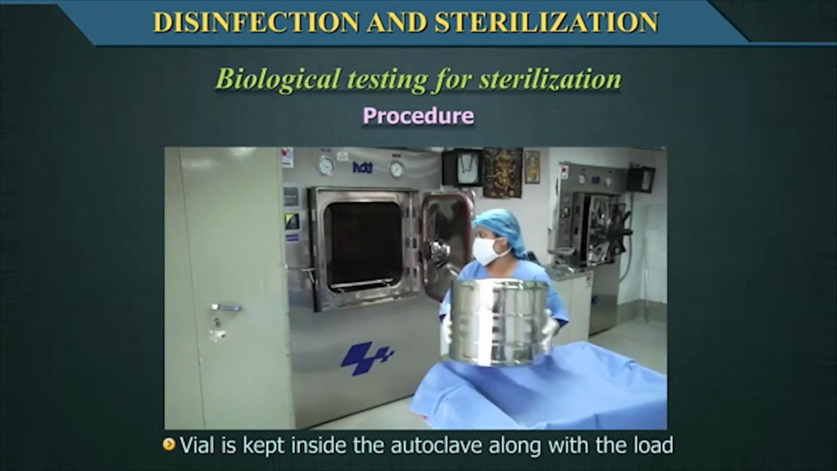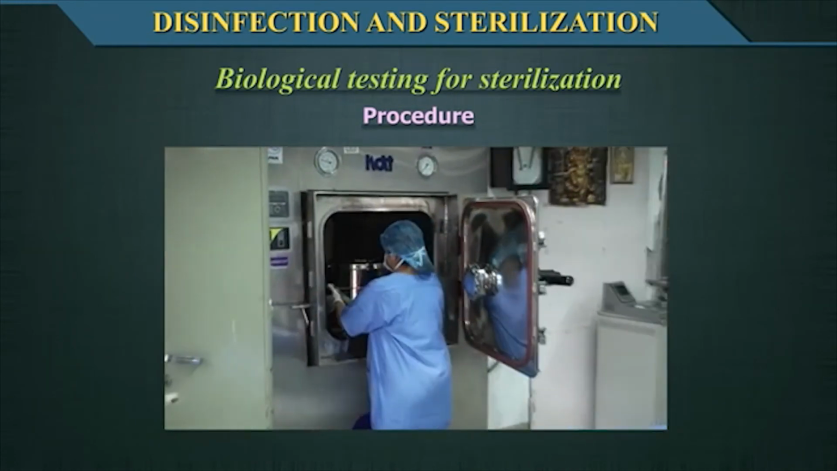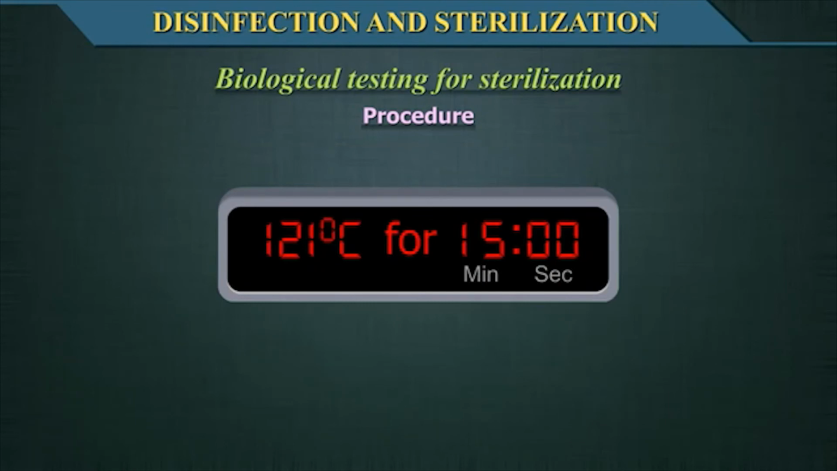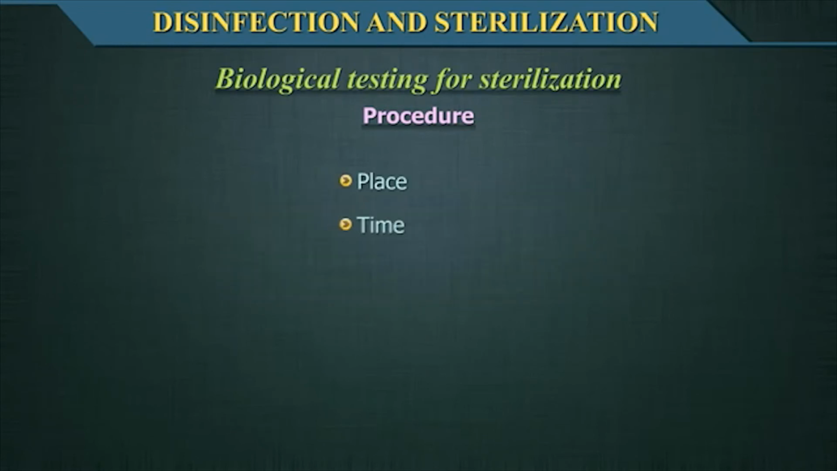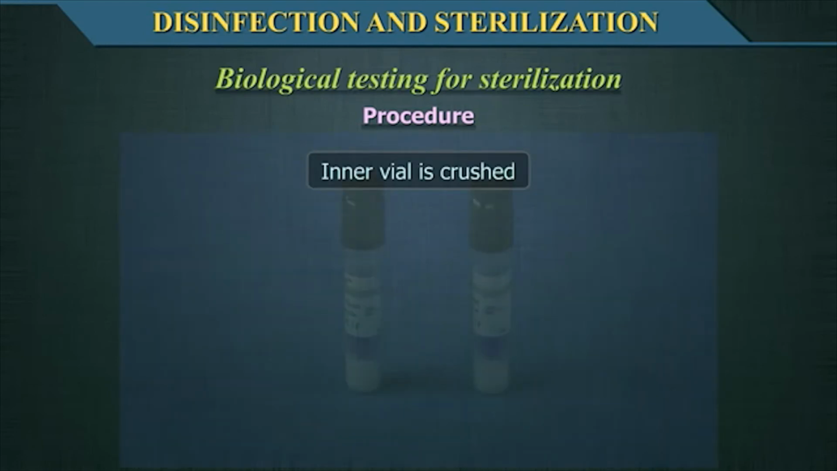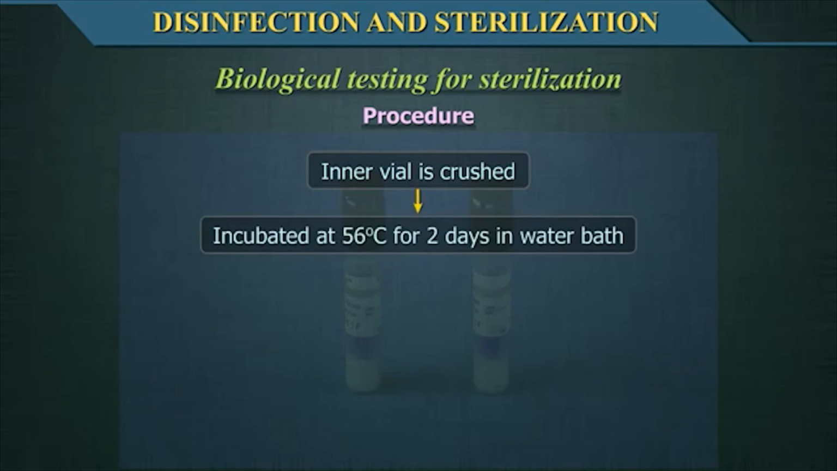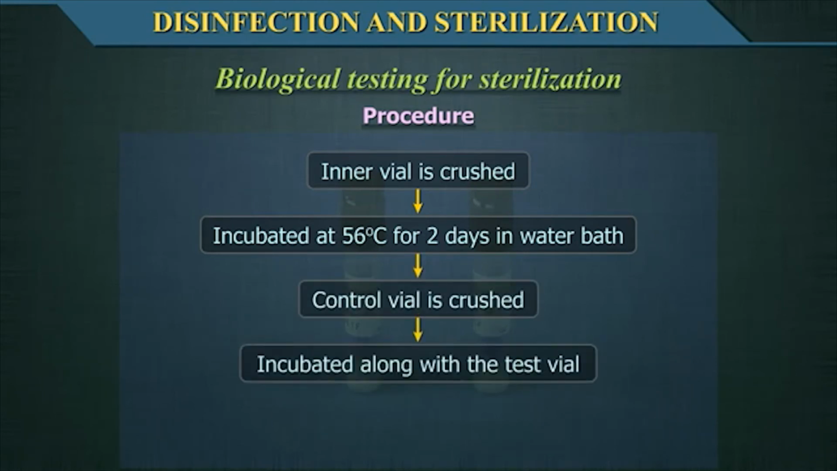Procedure. The vial is kept inside the autoclave along with the load. After completion of the sterilization cycle, that is, at 121 degrees Celsius for 15 minutes, the vial is brought to the microbiology laboratory along with a filled form, which includes information about the place, time, holding period, and type of load. The inner vial is crushed with the help of a hard object and incubated at 56 degrees Celsius for 2 days in a water bath. A control vial is also crushed and incubated along with the test vial.